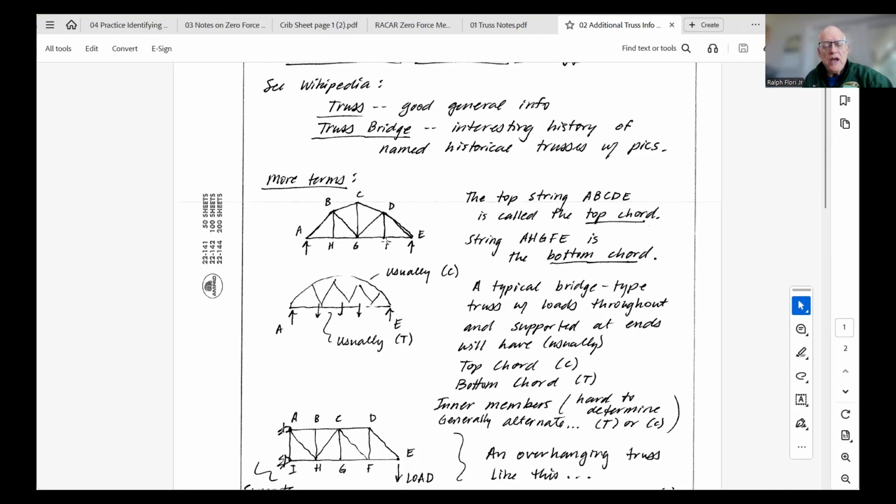So as we work examples, one of the things we're going to do is actually use our intuition to look for members that we are pretty sure are in compression, pretty sure are in tension, or even zero force members, which we'll talk about here in a little bit. And so if you're using your intuition, it helps you analyze a truss before you even start.